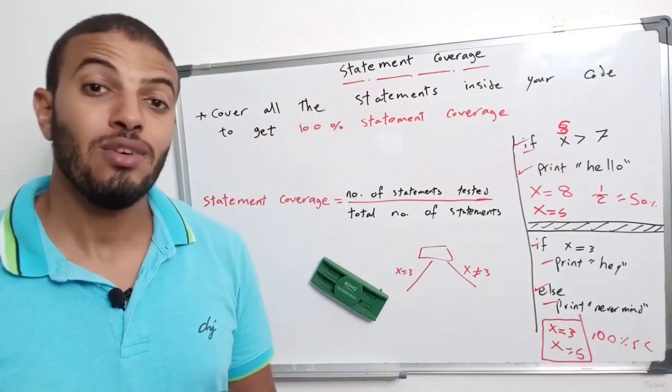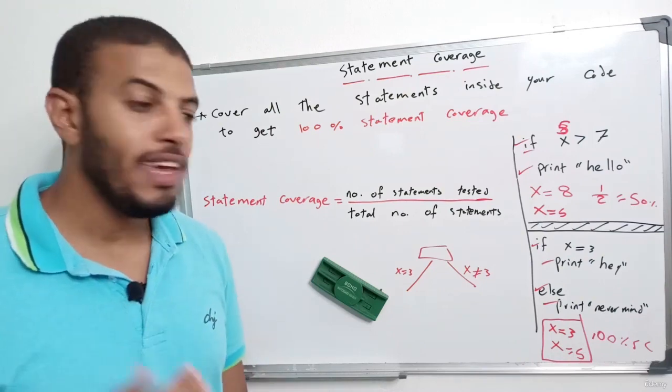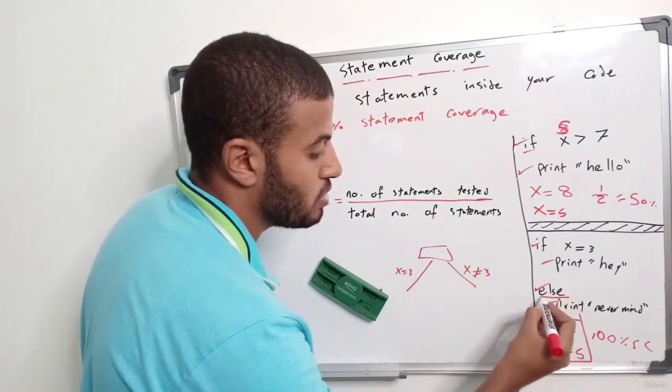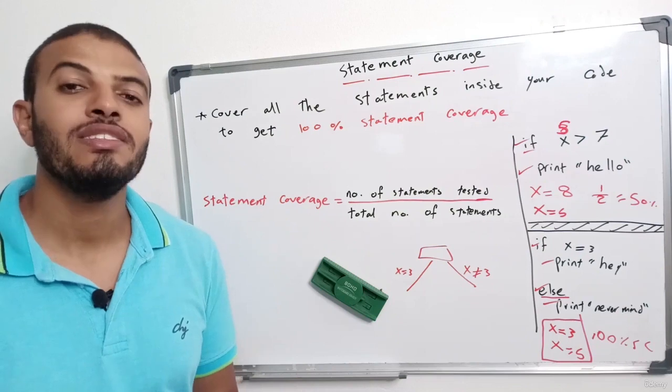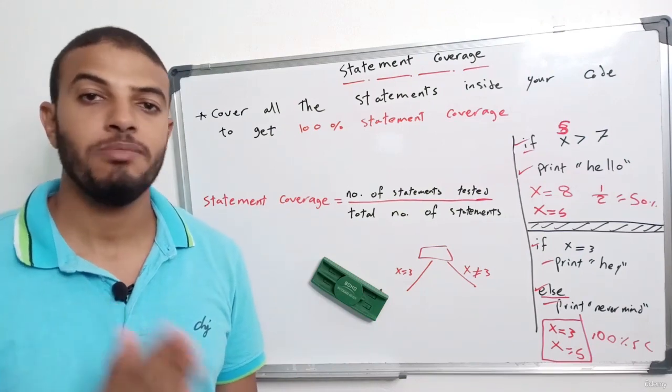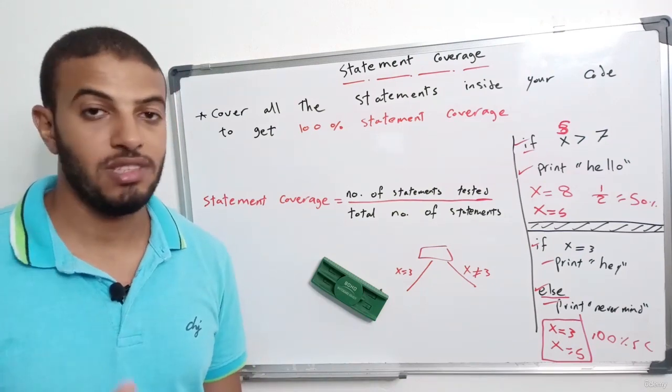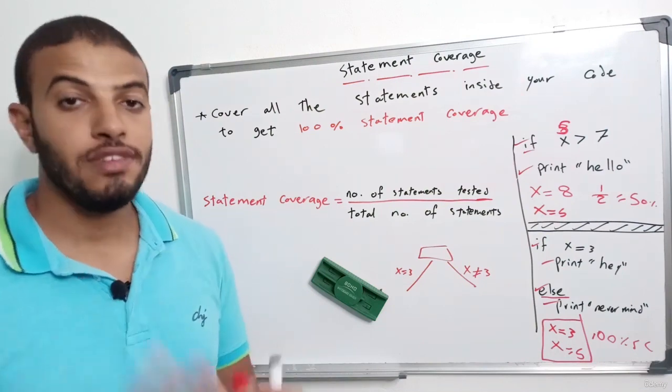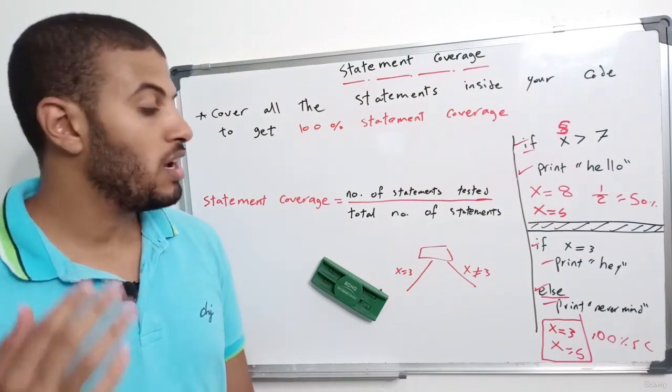And this gives us a rule. If your code contains an else inside it, you can't achieve 100% statement coverage with 1 test case. You can achieve it with 2, 3, or more, like we will see inside next examples.